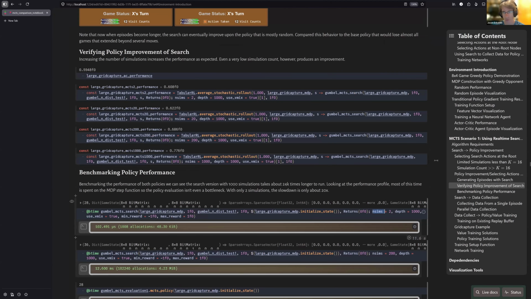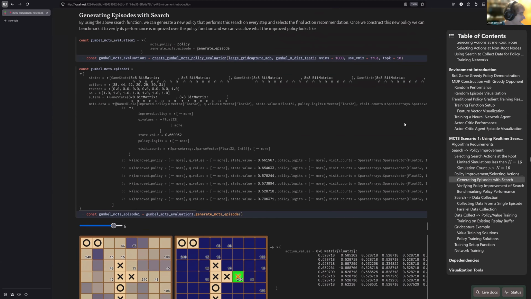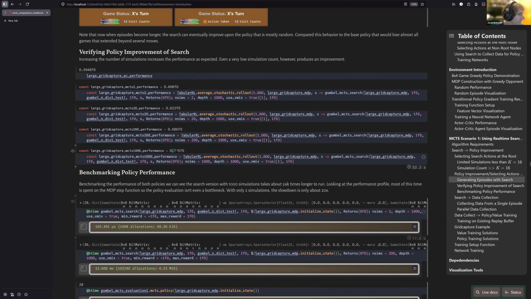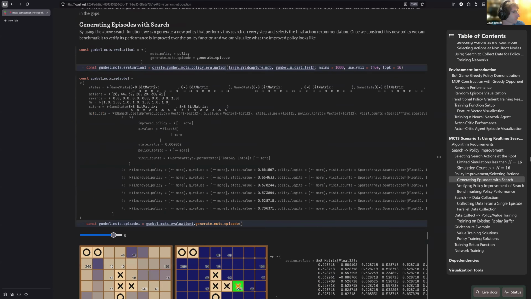Okay, so far, we've shown how conducting this search, even with very limited numbers of simulations, we can take an existing policy function and consistently produce an improvement upon it, right? Although it does take some amount of time to run these simulations.